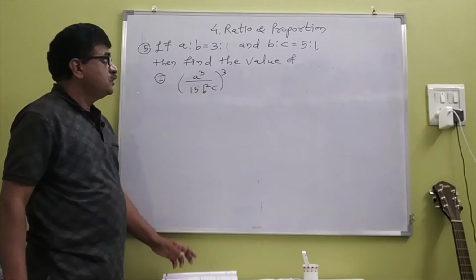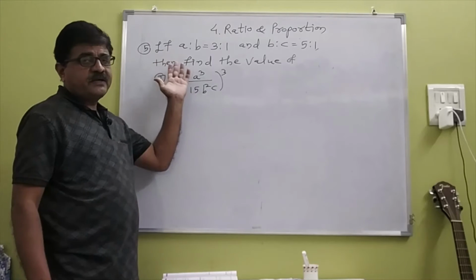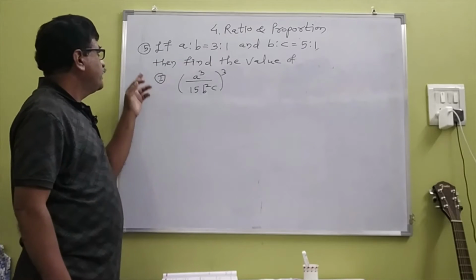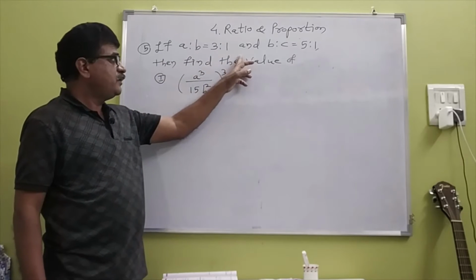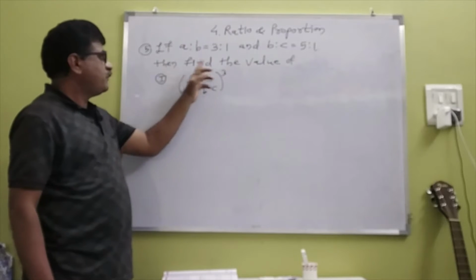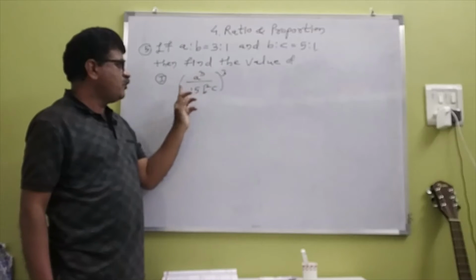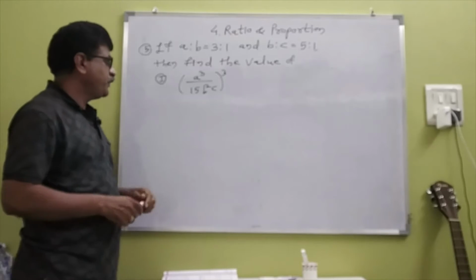Hello students, now we see fifth example of this practice set 4.2. Now if A is to B is equal to 3 is to 1 and B is to C is equal to 5 is to 1, then find the value of A cube upon 15B square C whole cube.